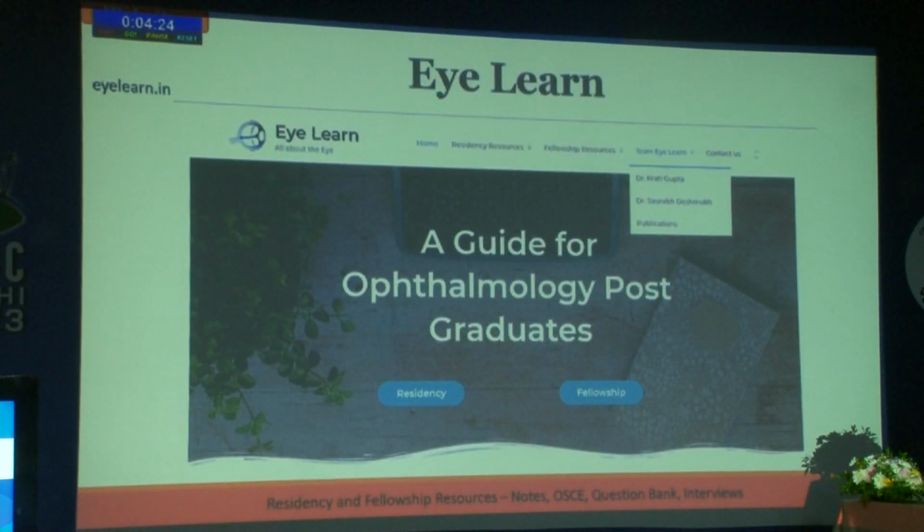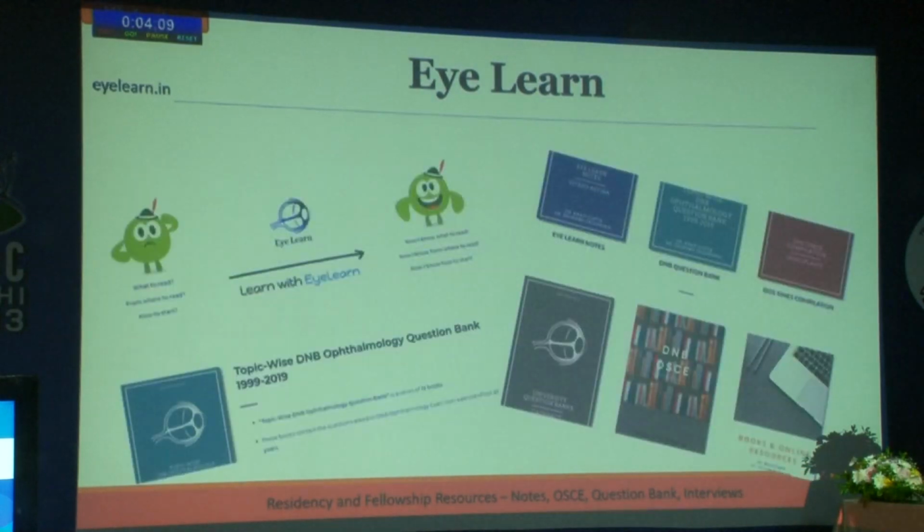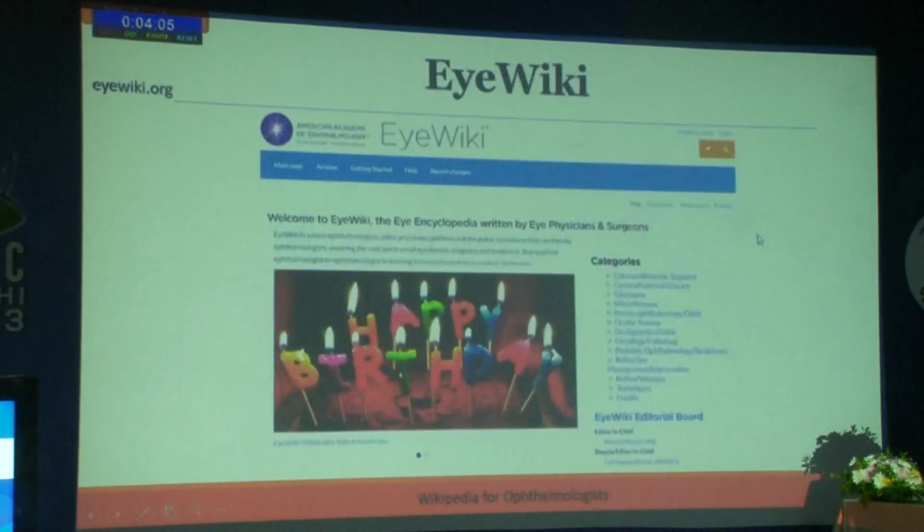Next is eLearn. eLearn is by Dr. Kratik Gupta and Saurabh Deshmukh. Most of us would have read this during residency, and it has notes, AIOCs and a question bank, and how to prepare for an interview for fellowship purposes. These are examples of the question banks. Next is the worldwide Wikipedia for ophthalmologists. It has all resources from A to Z of ophthalmology.